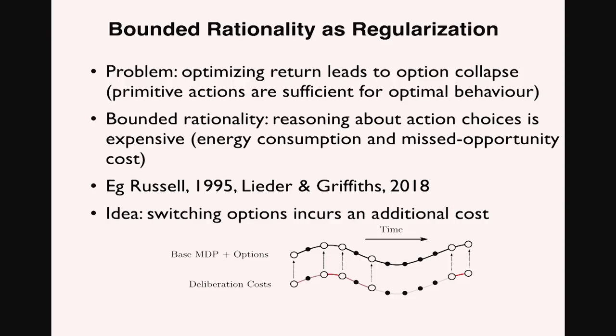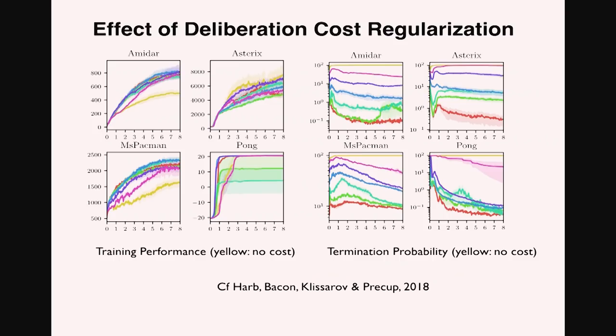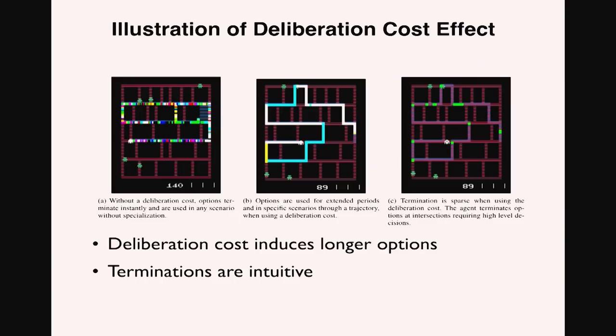So in order to preserve the options, because we think that they are very useful, we use ideas from bounded rationality, specifically that reasoning about the action choices is expensive, okay? And so we're going to penalize thinking too much. We're going to penalize the agent every time it makes a choice about the options, because those are planning steps. And this actually results in quite interesting effects.